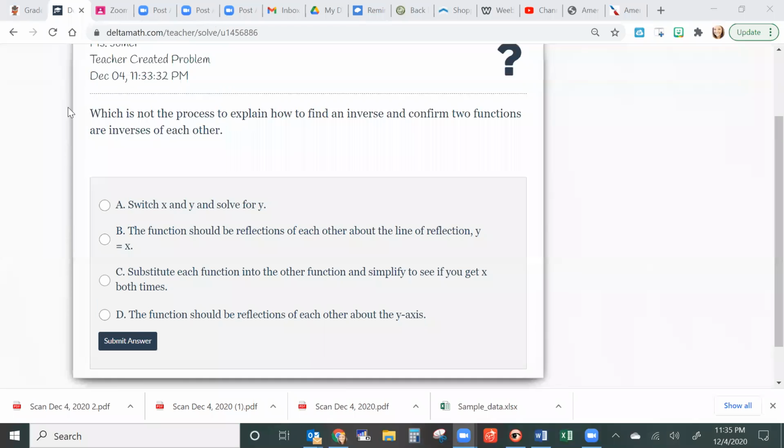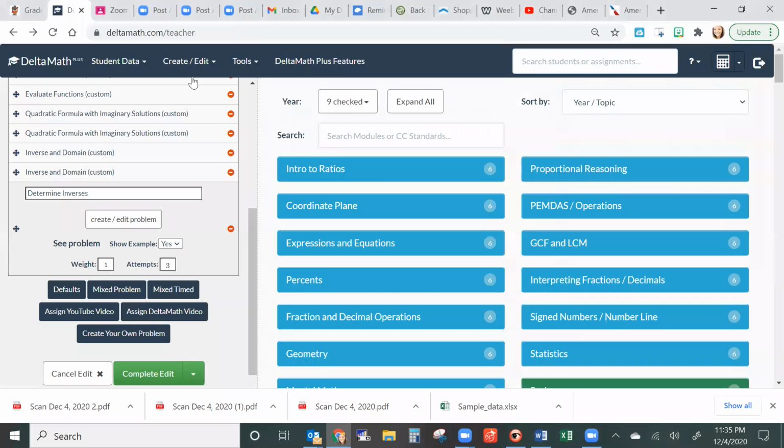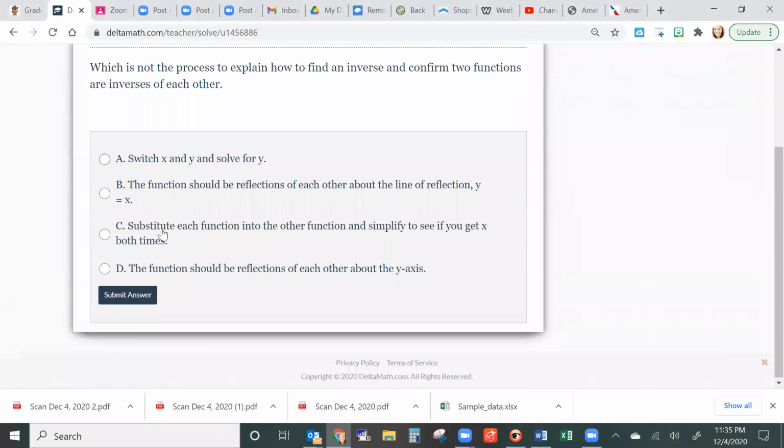That is wrong. And then actually, let me go back and just talk about that other answer choice that we didn't really talk about. When you sub functions into each other to see if you get x, what that means is, think about a pair of inverses, like squared and square root.